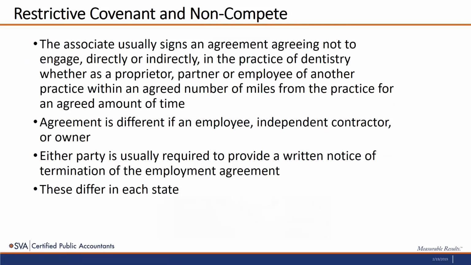Restrictive covenants and non-competes. The associate usually signs the agreement agreeing not to engage directly or indirectly in the practice of dentistry, whether as a proprietor, partner, or employee of another practice within an agreed number of miles from the practice and an agreed amount of time. And this differs depending upon if you're in a city setting, suburban, or rural area. Typically, if it's the city, it's a smaller area, maybe 5 to 10 miles, possibly up to 15. And if it's in a more rural area, that can be expanded greatly.